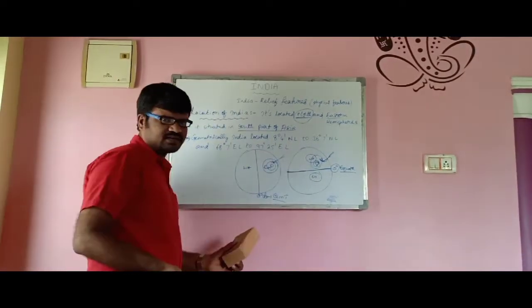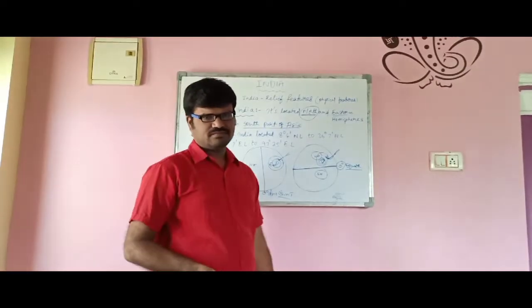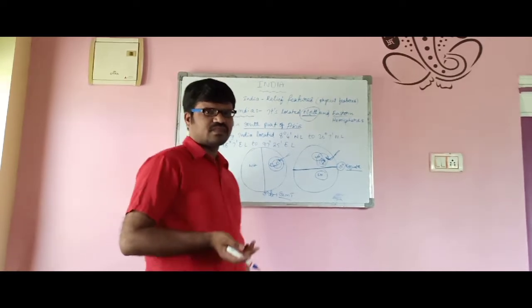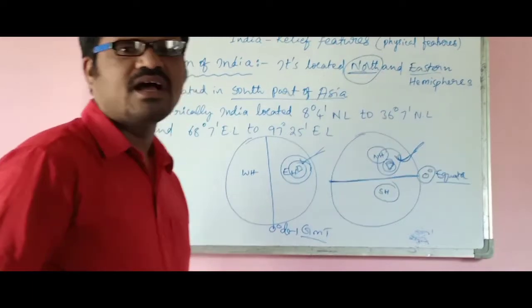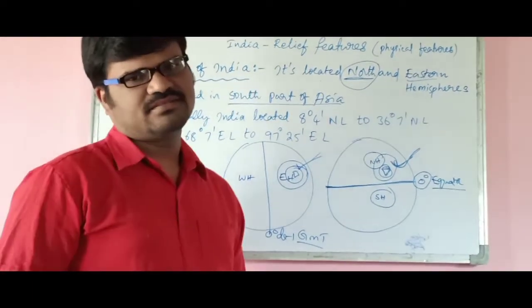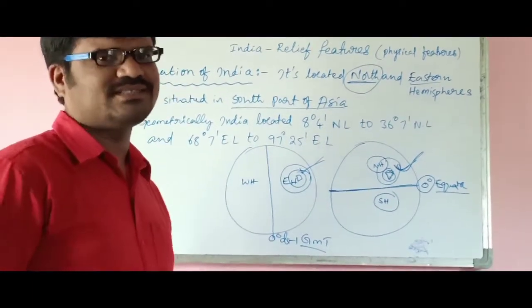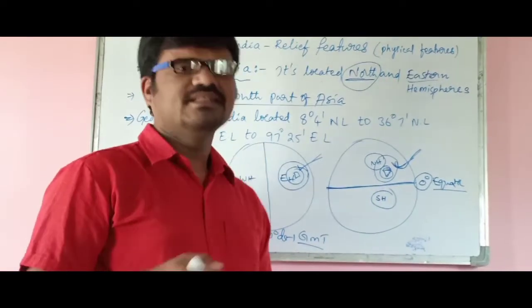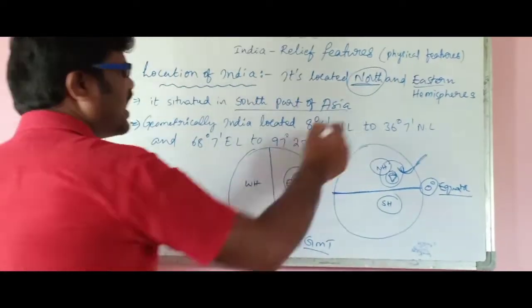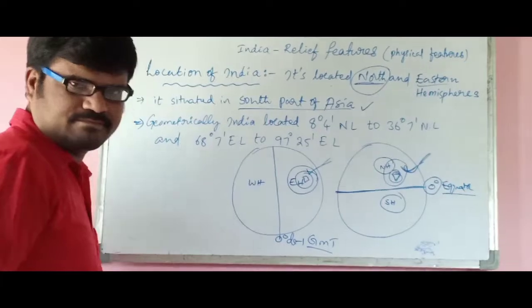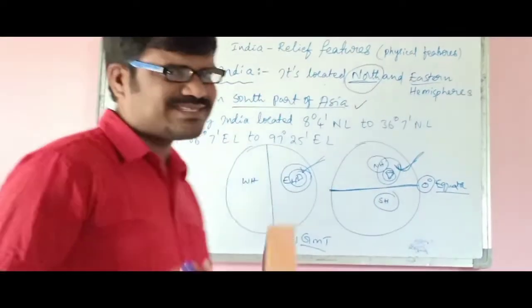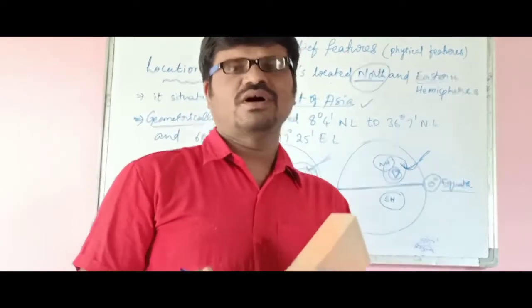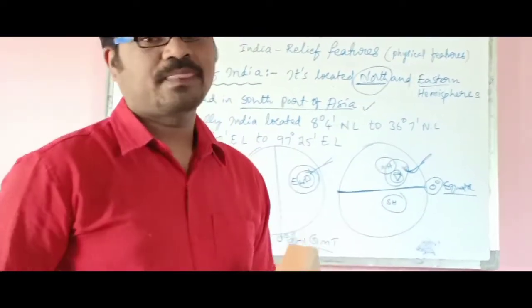You might have known that there are 7 continents in the world: Asia, Africa, Europe, North America, South America, Australia, Antarctica. Among the 7 continents, Asia is the biggest continent. In that Asia, in the south part of Asia, our India is located. And next one, geometrically, it means exactly as if you want to locate India on a map.